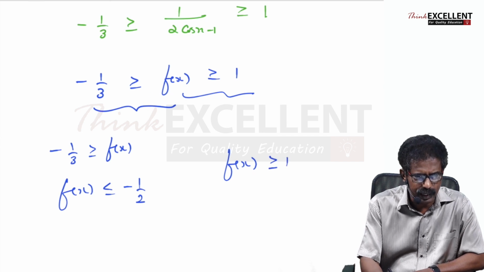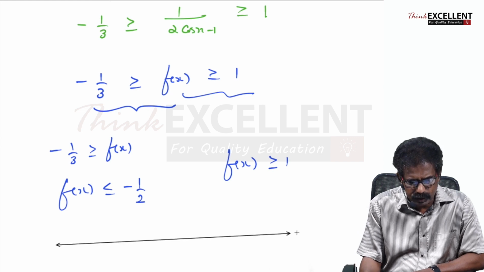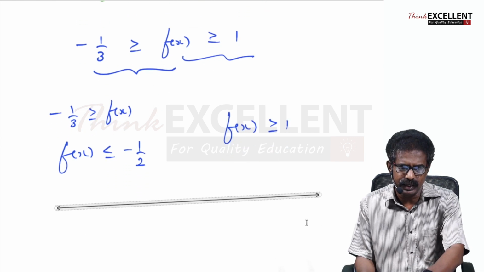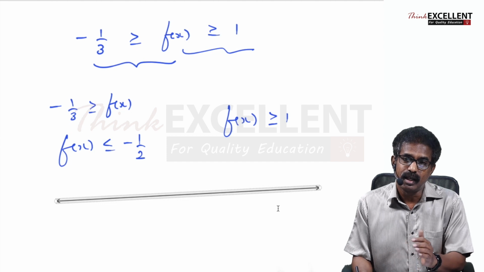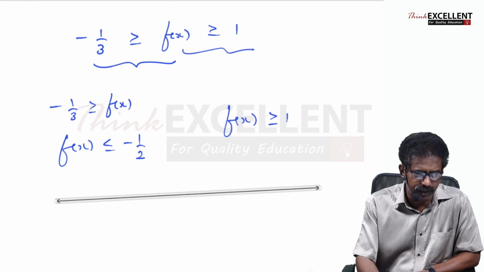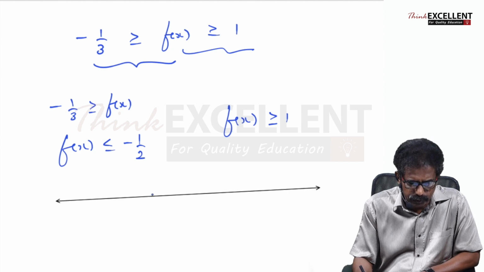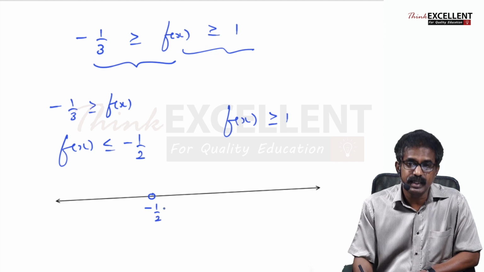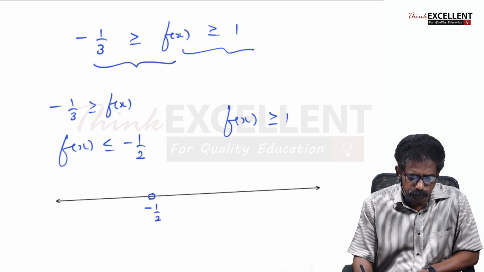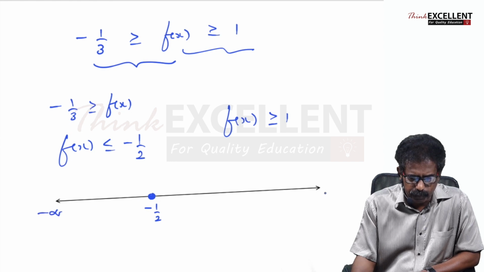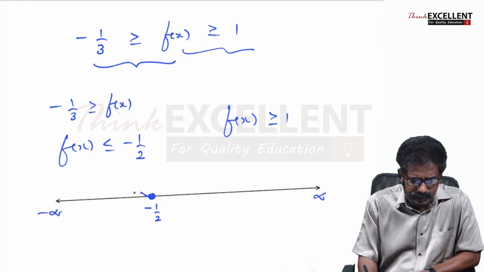So now on a number line, because once you draw the number line, then writing the inequality or the set will be easy for you. Okay, so now you plot these points, minus 1/2. Minus 1/2 is somewhere here. f(x) is less than or equal to minus 1/2, so minus 1/2 and lesser values. Minus 1/2 is also there.